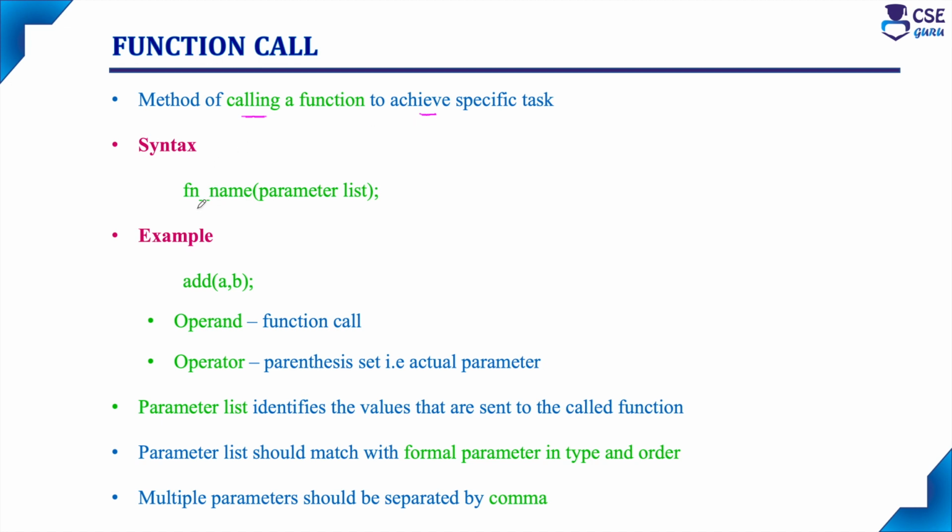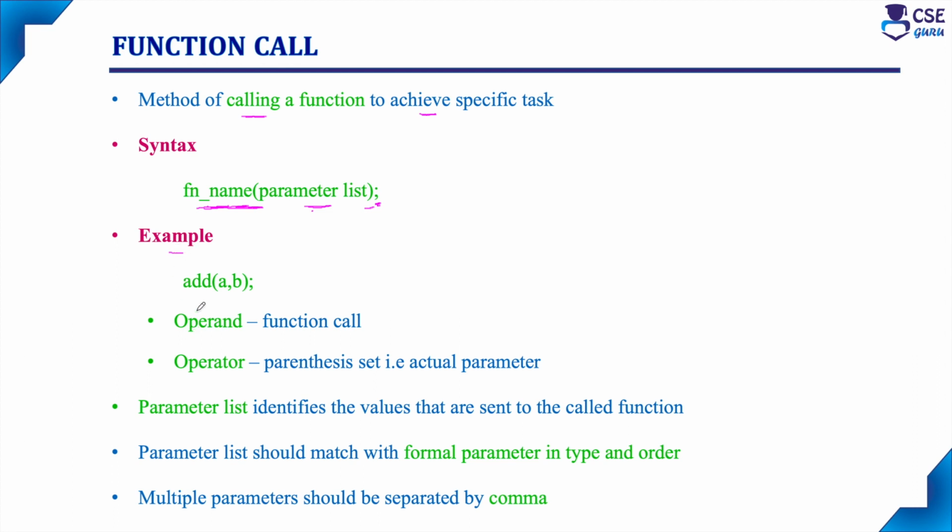Its syntax is the function name, and within brackets we need to specify the parameter list, and this is placed inside the main function. We already know that if you are using a function to execute a specific task, that function should be called within the main function. This is the function call, and this is the syntax: function name, and within brackets the parameter list, and this function call should end with a semicolon. In function definition, the function header should not end with a semicolon, but the function call should end with a semicolon.